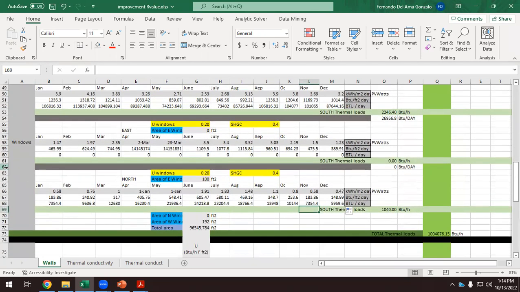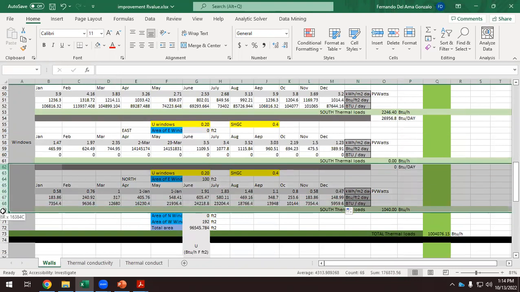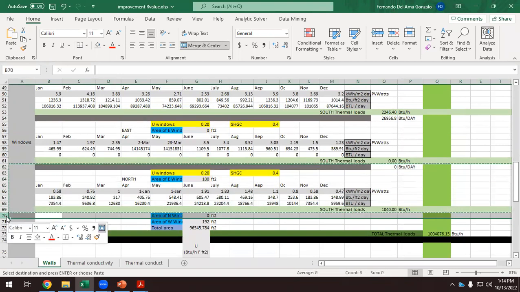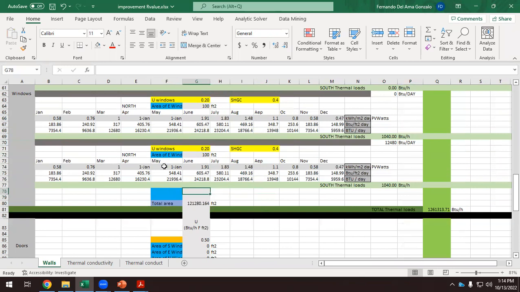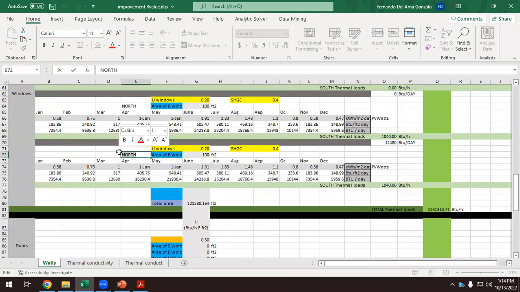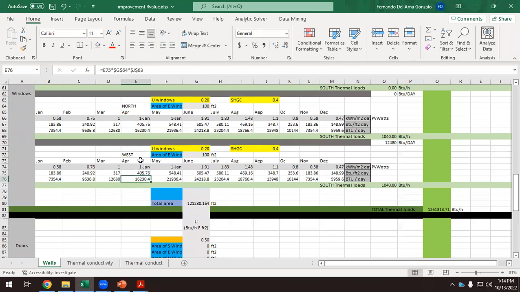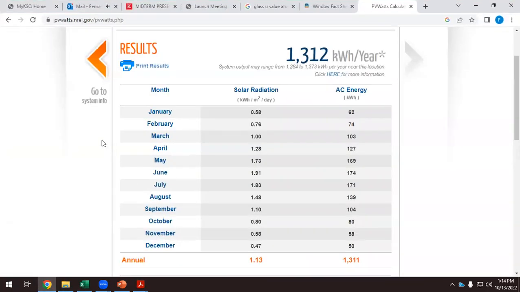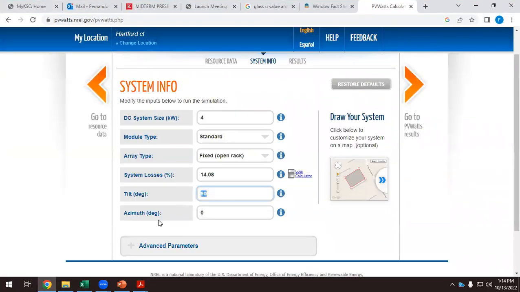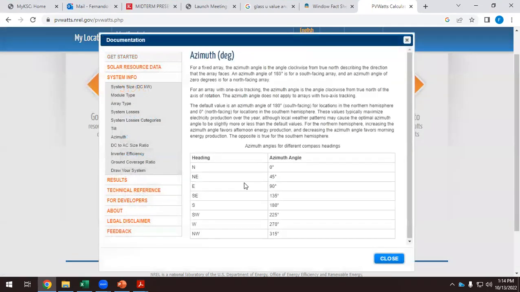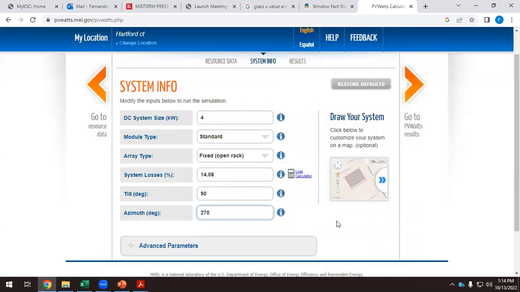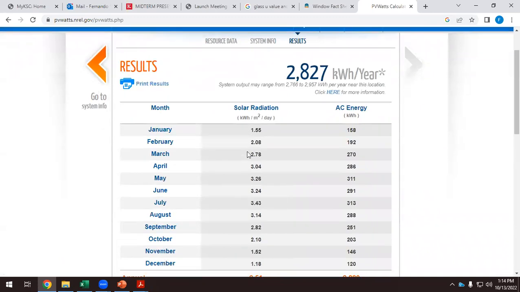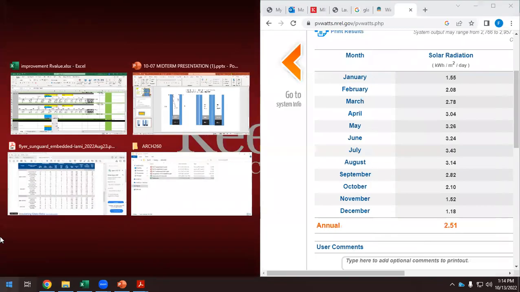And finally, for the West, I'm going to do it quickly. Now, I'm going to copy all these, copy, insert cells. I can delete all that. And now this is West. I have to go to the PV watts. If it's vertical, this is 90. If it's west, this is 270. Go back here, and now I have to type all these values there.